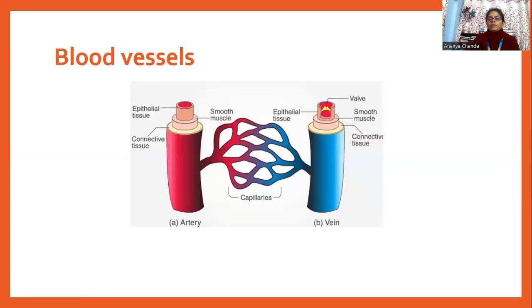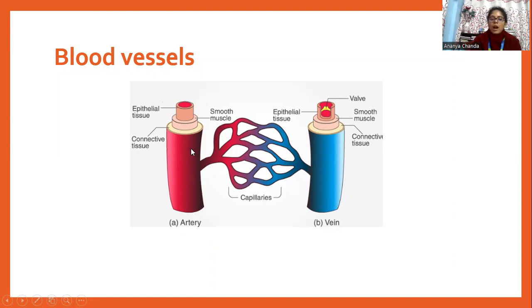Then what are the types of blood vessels? In this diagram, we can see there is a red one and a blue one, and in between there is a mesh-like network structure. The red one is denoted as an artery that carries oxygenated blood, and the blue one is the vein that carries deoxygenated blood.